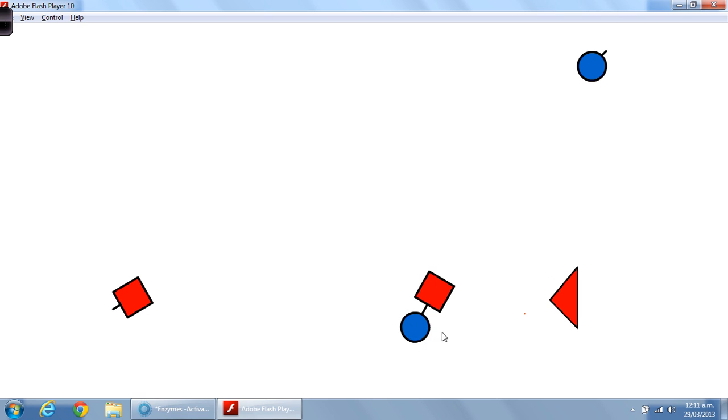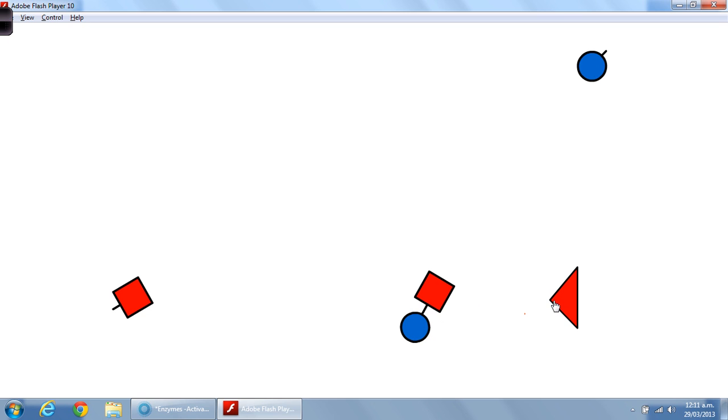Alright, now what you can see here, some of the product has formed. The product being the blue and the red stuck together, a bond has formed. So in this reaction, the red and the blue are essentially reacting together to form this product here, the red and blue square stuck together.